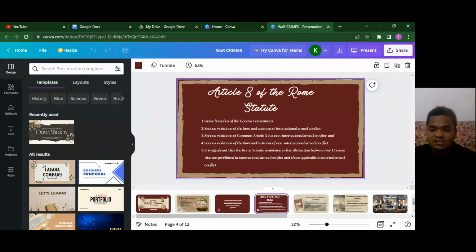The first is grave breaches of the Geneva Conventions, then serious violations of the laws and customs of international armed conflict, serious violation of Common Article 3 in a non-international armed conflict, and serious violation of the laws and customs of non-international armed conflict. It needs to be known that it is significant that the Rome Statute maintains a clear distinction between war crimes that are prohibited in international armed conflict and those applicable in internal armed conflict.